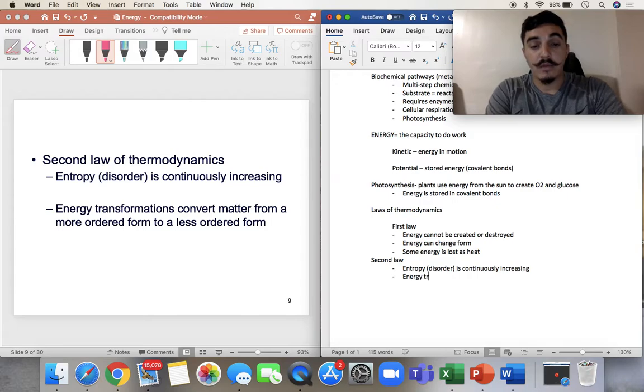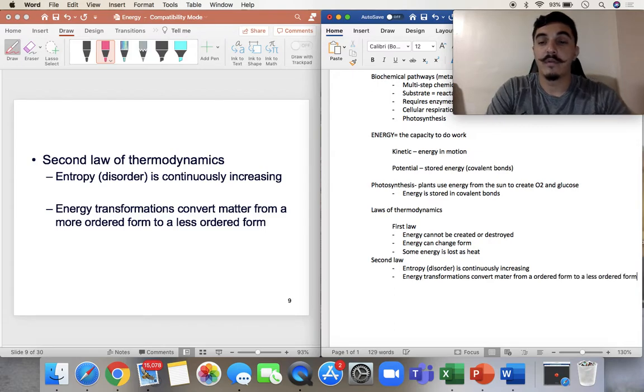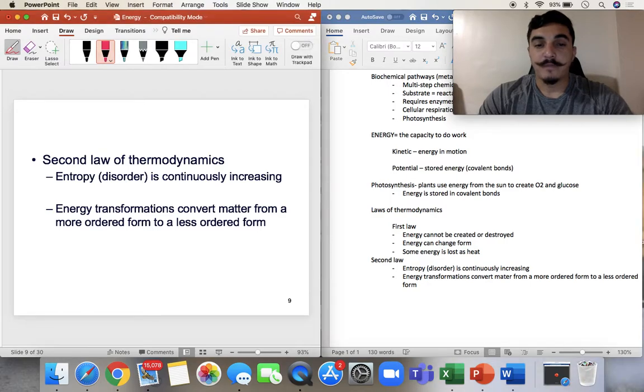So we have energy transformations. Transformations convert matter from an ordered form to a less ordered form. From a more ordered form, there it is. Okay. So here's a quick example.